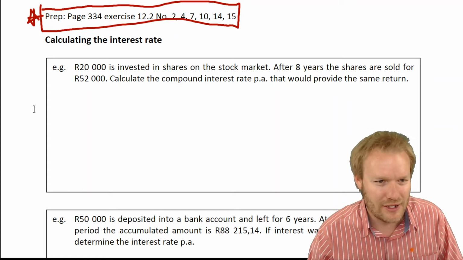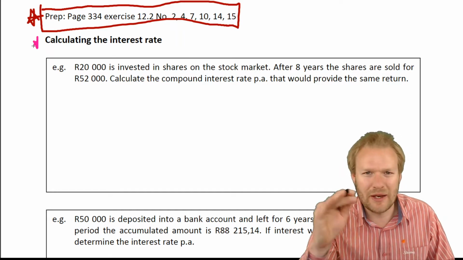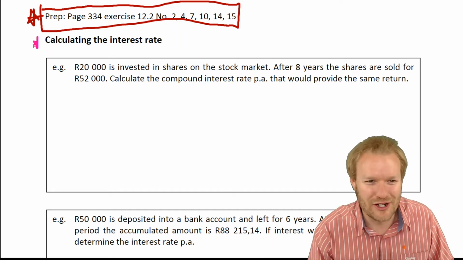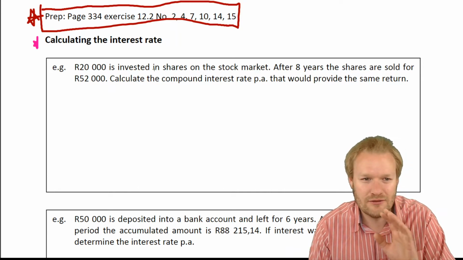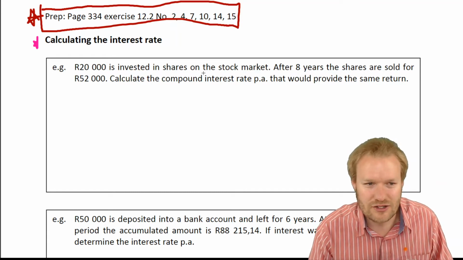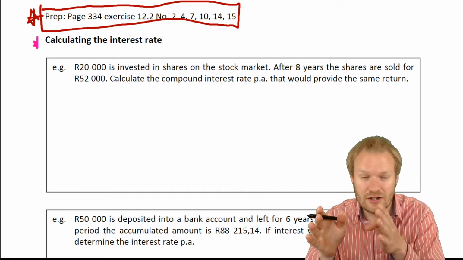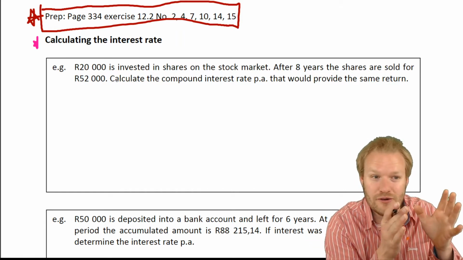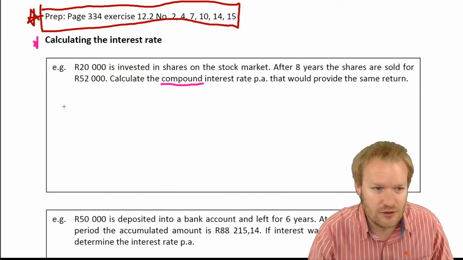We're going to be calculating the interest rate, and this is that working backwards, or as you said, the reverse engineering. So 20,000 is invested in shares, doesn't matter what it's invested in. After 8 years, shares are sold for 52,000. Okay, so we started with 20,000, it accumulated, it grew to 52,000. Calculate the compound. Compound means that we're dealing with compound interest rate, right?